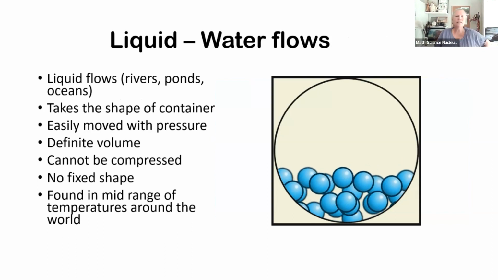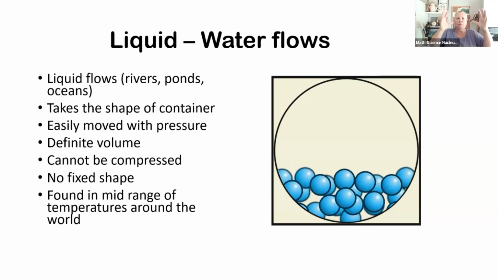All right, so water as a liquid. Here you're looking at all these molecules kind of close together, but because of the way they're bonding together, it allows our water to flow. So we get rivers and ponds and oceans. And these water molecules kind of take the shape of whatever container we put it in, okay? We put it in a square one, a round one, it's going to take that shape.